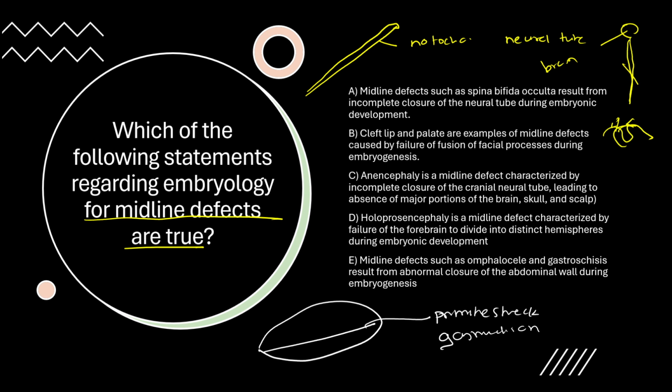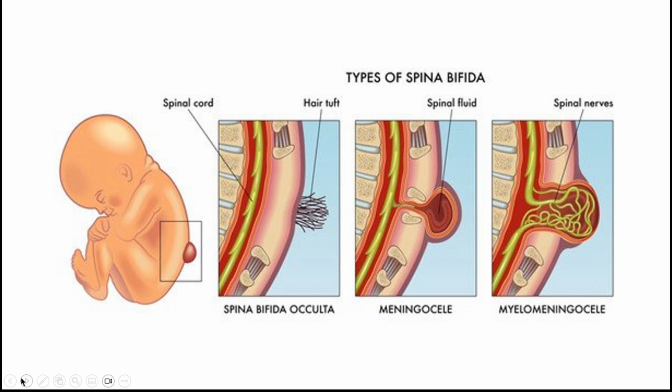The completion is depicted by the closure of the midline. The closure happens with an adequate amount of folic acid, that you should know. So midline defects such as spina bifida occulta result from the incomplete closure of the neural tube, again a true statement. Yeah, this is spina bifida. You see different types of spina bifida, particularly if the closure is not sufficient enough, occurring in different stages at different levels, right?